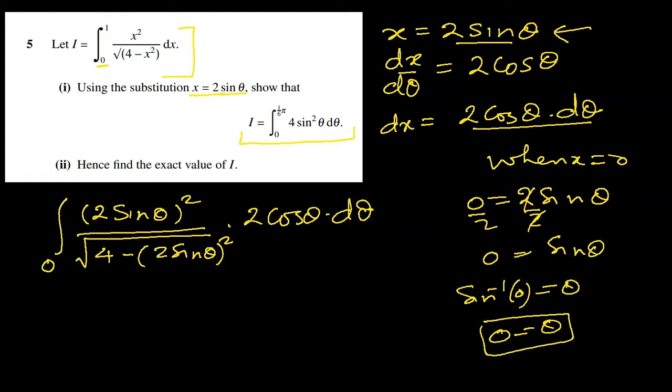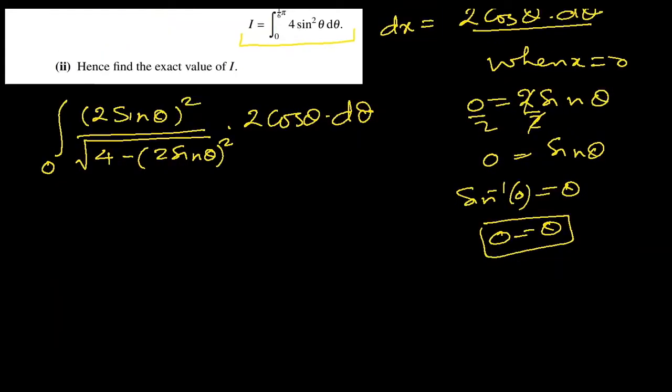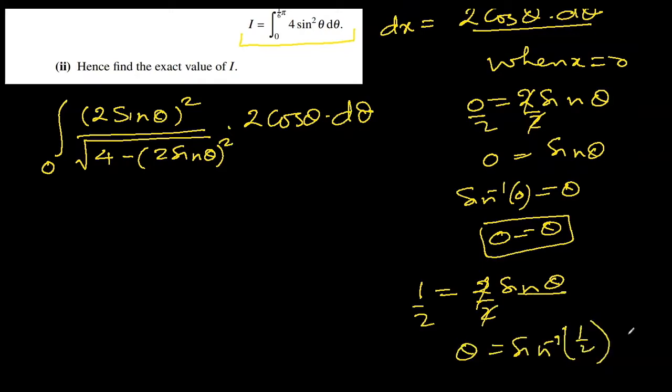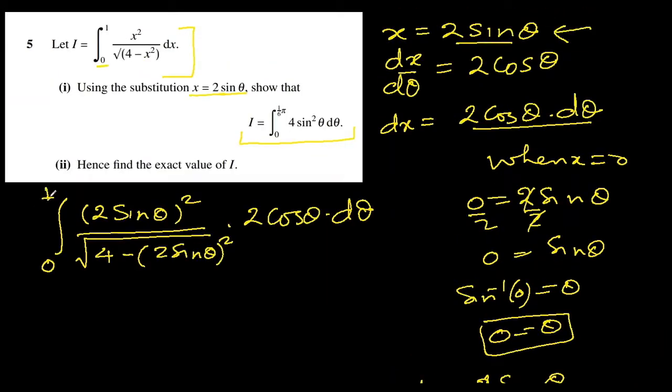Let's do the same thing for 1. So 1 equal to 2 sine theta. So divide both sides by 2. Sine theta is half. So theta is sine inverse half. And sine inverse half is 1 over 6 pi. So we got our limits also. So it will be 1 over 6 pi, which matches with our target 0 and 1 over 6 pi.